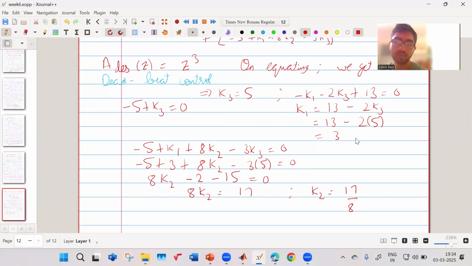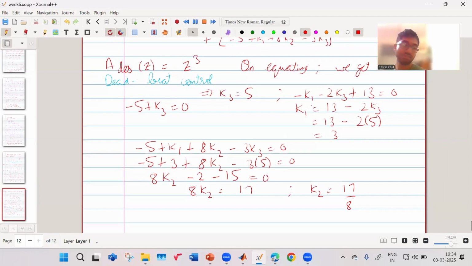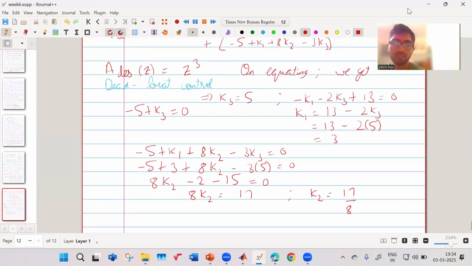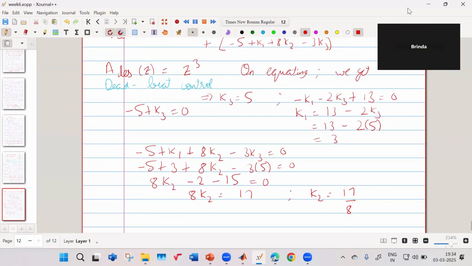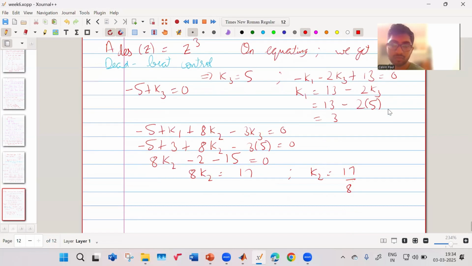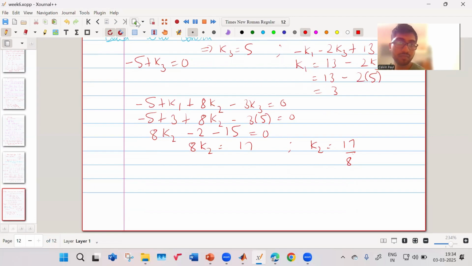So this is how you have to solve such sums. There's no alternative I have found till now. Any doubts? Okay, so we'll proceed to the next question.